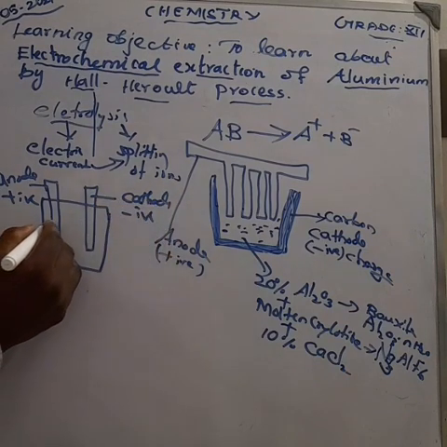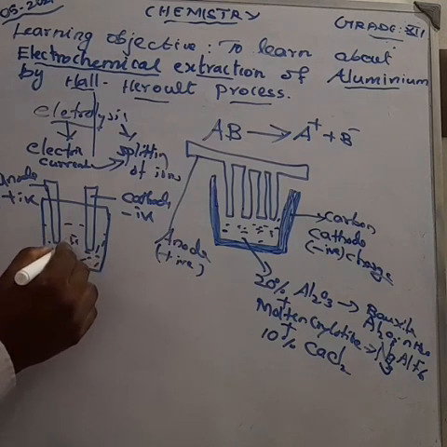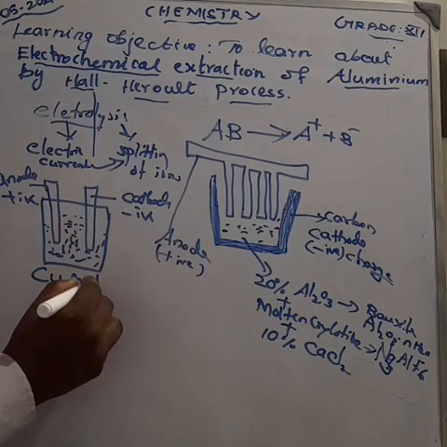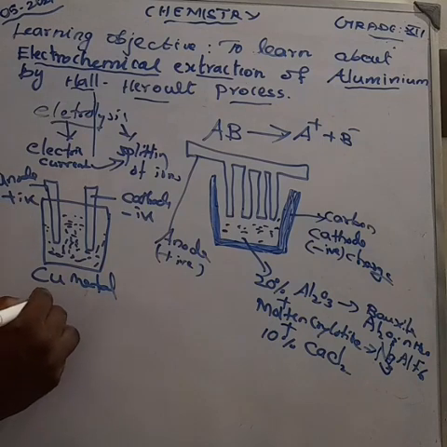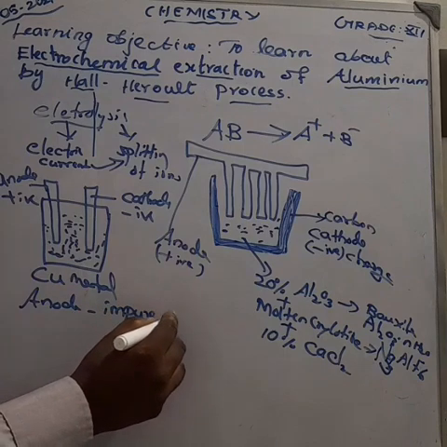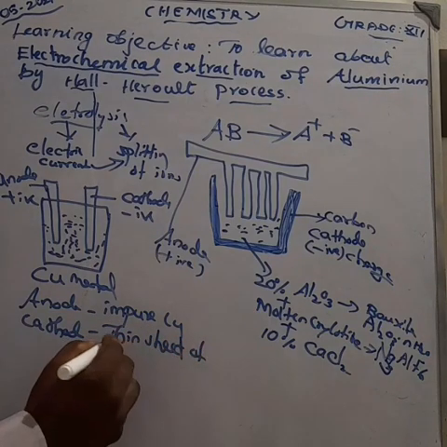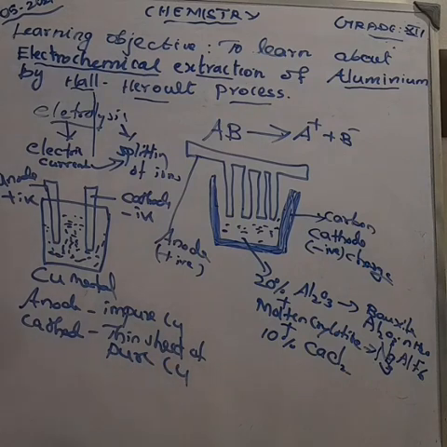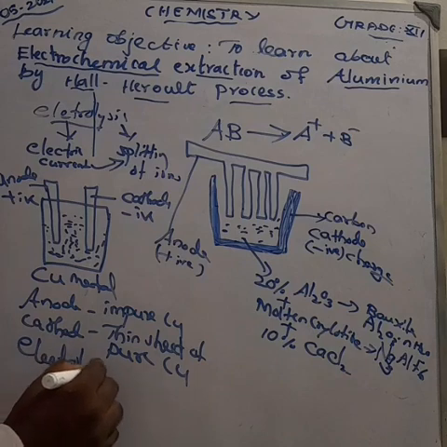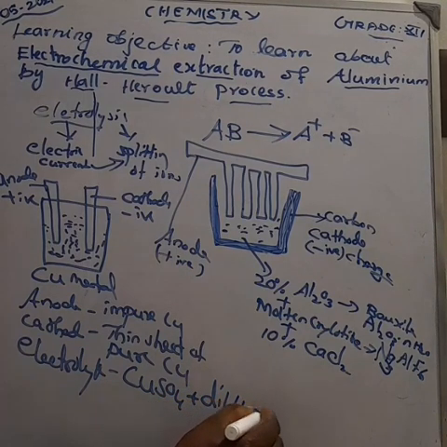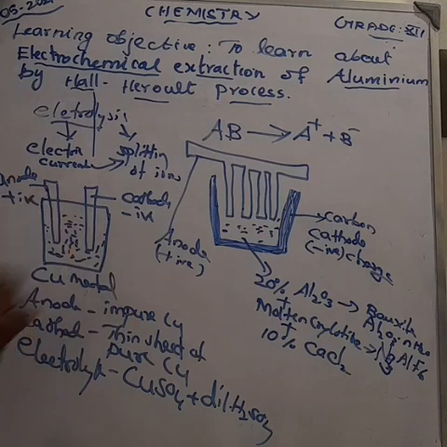Here we have an electrolyte. Suppose we want to purify copper. In the anode we take impure copper, and at the cathode we take a thin sheet of pure copper. The electrolyte is copper sulfate with acidified dilute sulfuric acid. But this electrolyte is entirely different from the electrochemical extraction of aluminium. It is not like that.